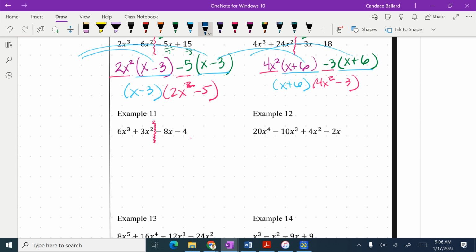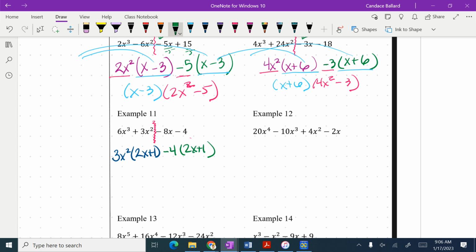Okay. Let's take a look at just that part. So what was your greatest common factor in just this first group? 3x squared. What was left behind? 2x plus 1. Okay. In the second group, what was your greatest common factor? Good. What was left behind?